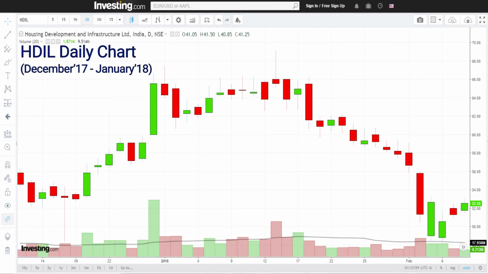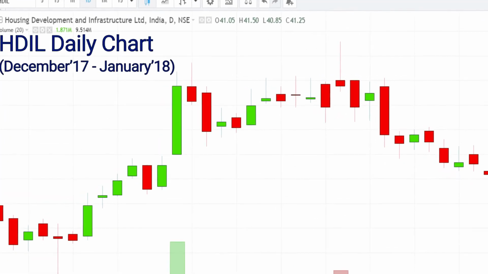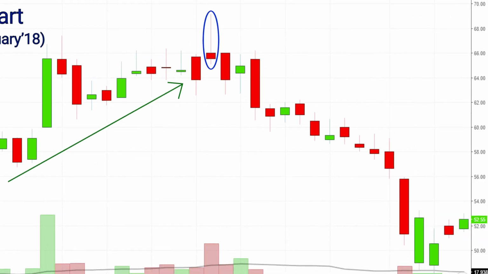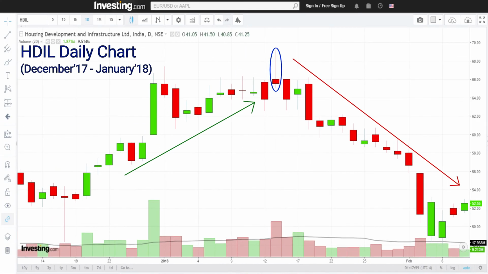Now let me show you an example of the shooting star. Here in the same SDIL chart, as you can see, in the beginning of 2018 there was a shooting star candle formed. Earlier there was an up move, and after the formation of the shooting star, we can see the next day the price moved below the shooting star candle, and see the kind of down move that unfolded after this. From 66 odd level the stock moved to around 48, so that is almost 25% correction within a span of, I would say, 2 weeks.